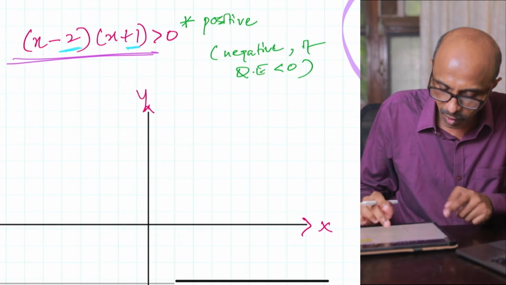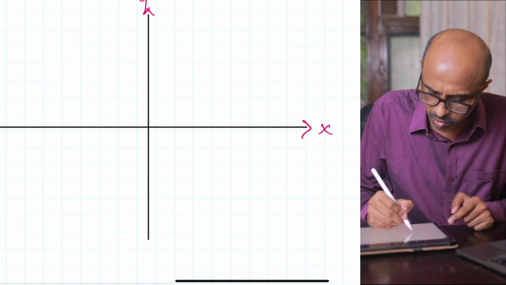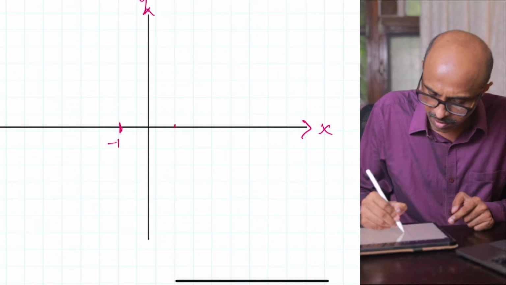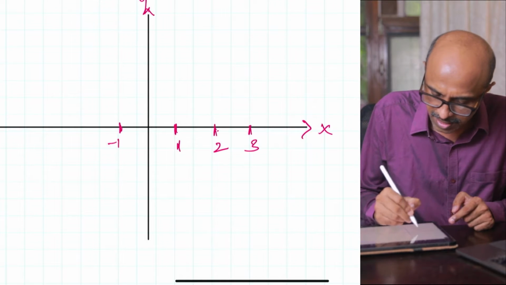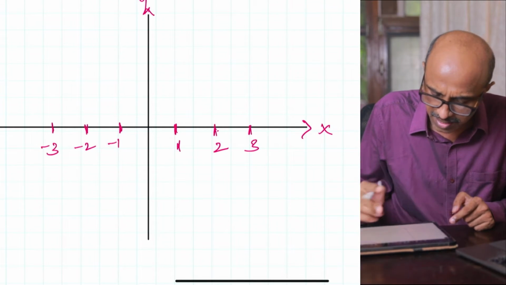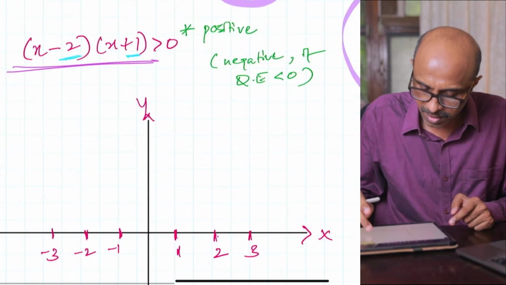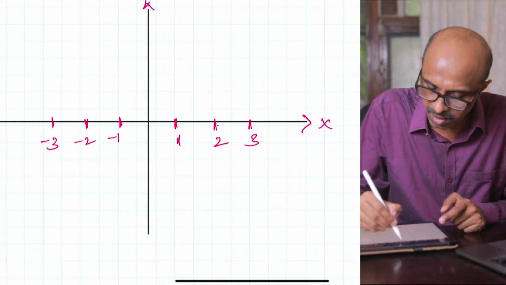And what do we have? We've got x-intercepts occurring at 2 and negative 1. So if that's negative 1, that's going to be 1, that's going to be 2. These are rather approximate, but this is just to give us an idea. So 2 and negative 1 are going to be our points.